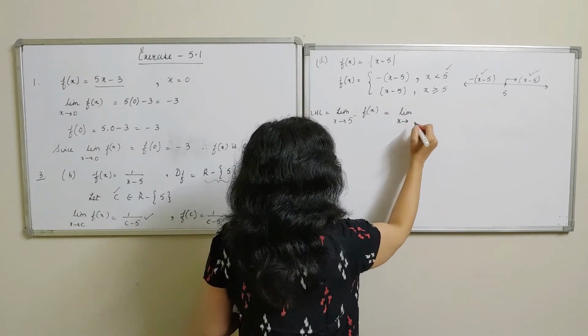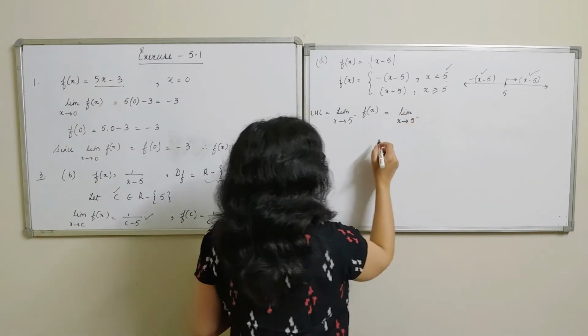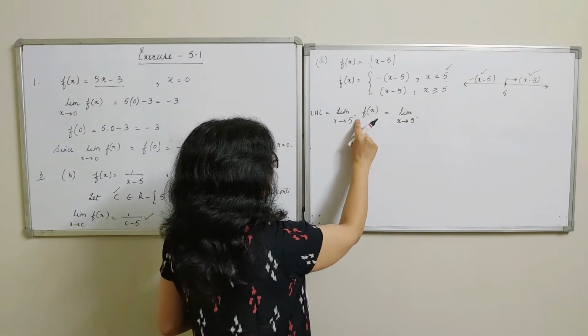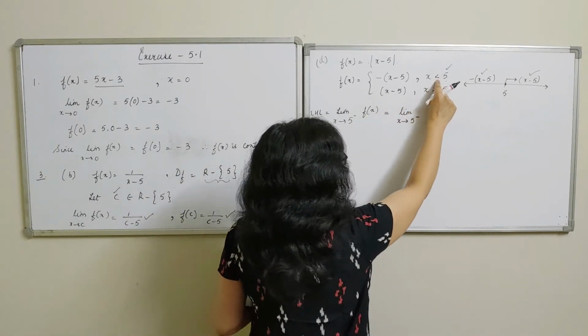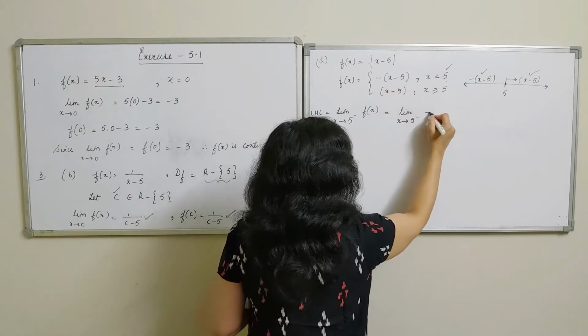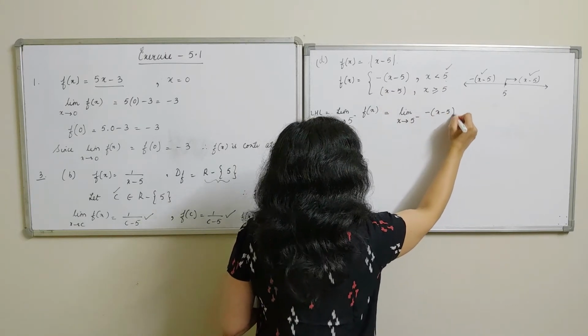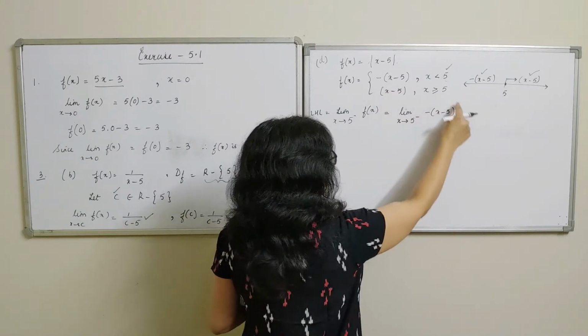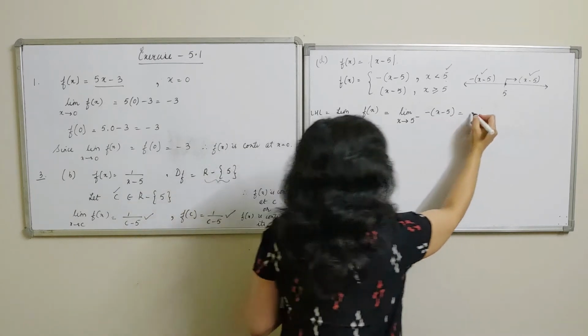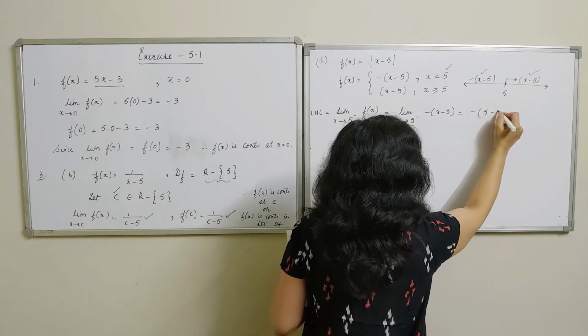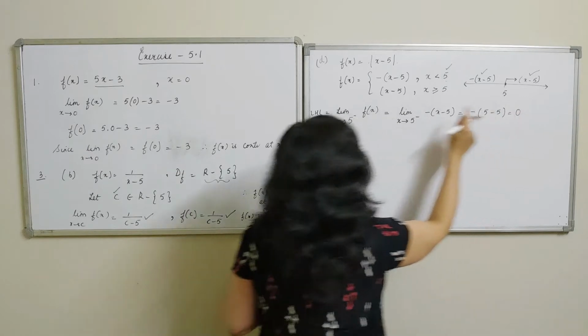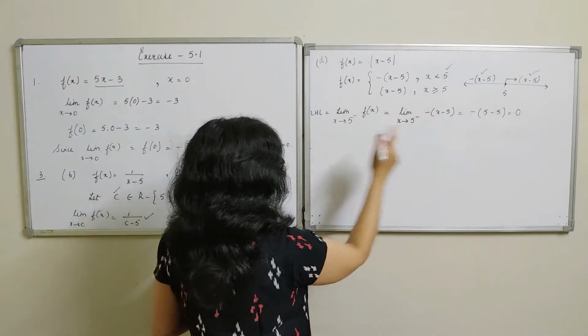Limit x tends to 5 minus. 5 minus means less than 5. Whenever x is less than 5, our function is minus x minus 5. Because this is a polynomial function, directly substituting the value of x, we get 0. So the left hand limit is 0.